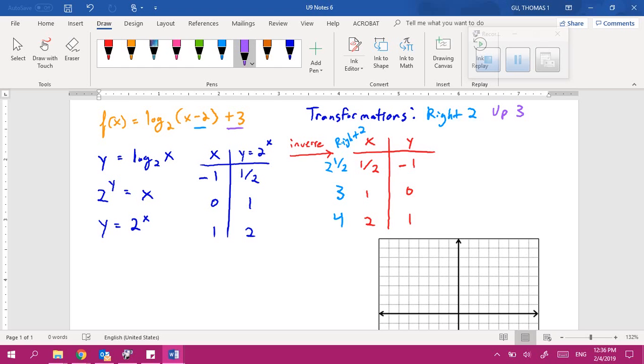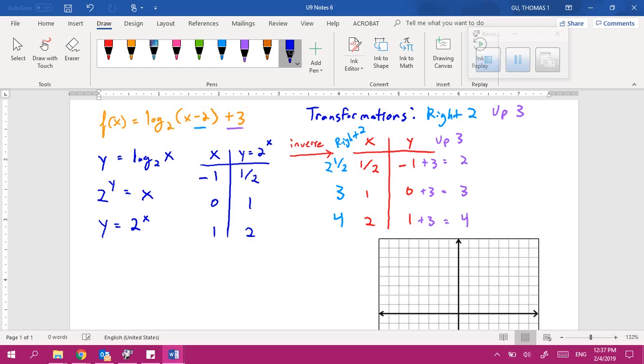What would that do to my table values? You mean the y values over here? That's not 2. That's just the y values, yeah. Right, so we add 3 to the y values. Okay, there it is. So what are my new y values then? 2, 3, and 4, that's right.